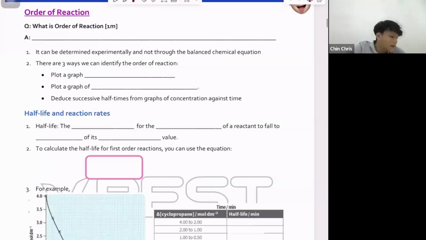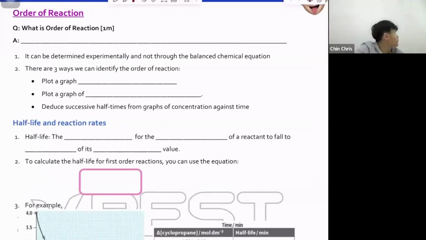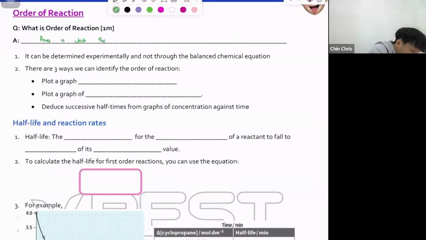Now what do we have next? We have order of reaction. First you need to know the definition. We call it the power. I want you to write it down: the power to which the concentration of the reactant is raised in the rate equation.